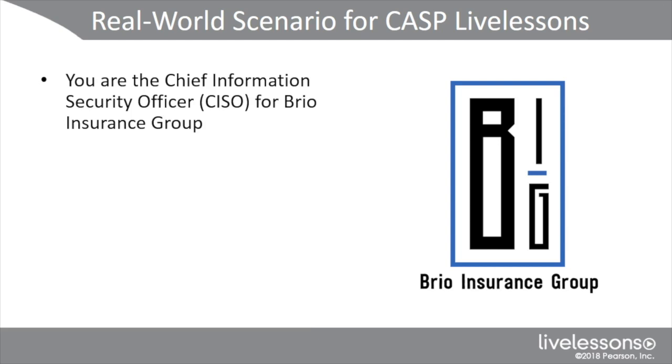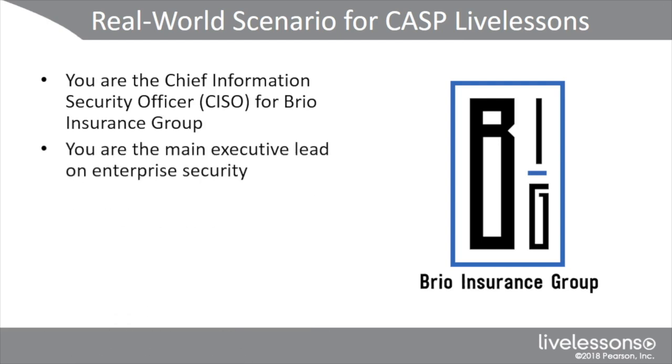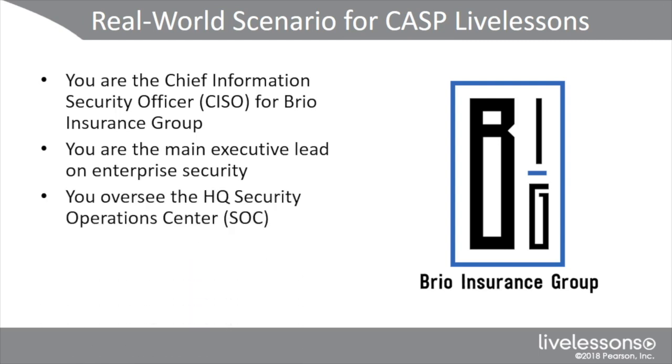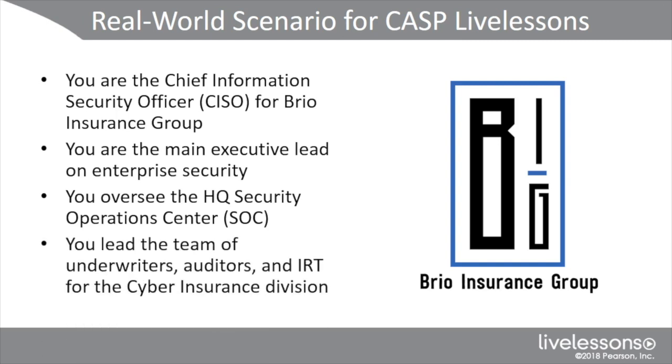Now, you are the Chief Information Security Officer. You're my CISO for this Brio Insurance Group, and you're the main executive lead on enterprise security. And you want to have that mindset as we go through these 19 courses of this CASP series. You're going to be overseeing the headquarters SOC, the Security Operations Center. That's one of your main duties. But also, you lead the team of underwriters and auditors and the incident response team for the cyber insurance division. So you're the CISO for Brio Insurance Group, and we're going to have this real-world mindset throughout this entire training.